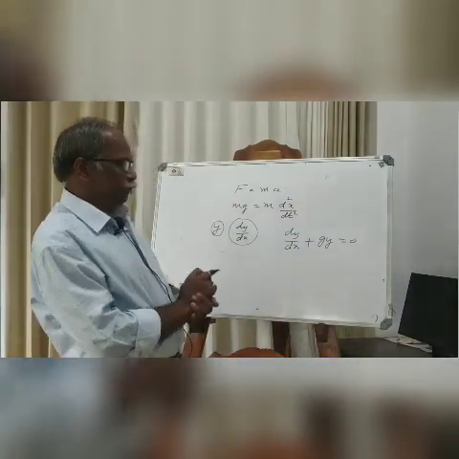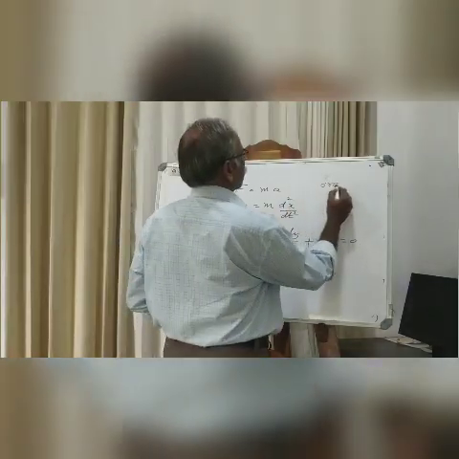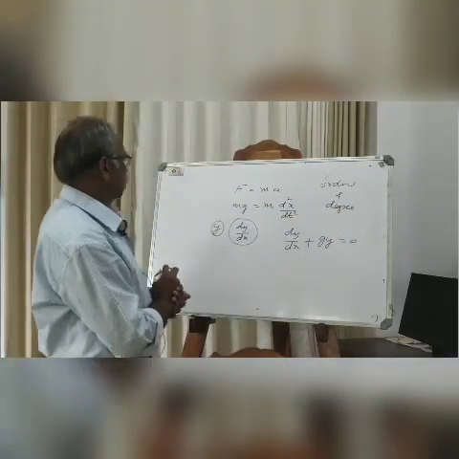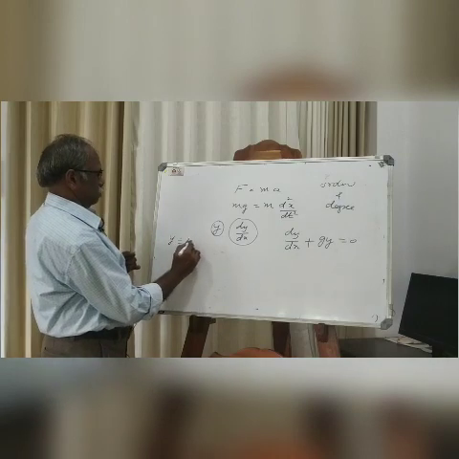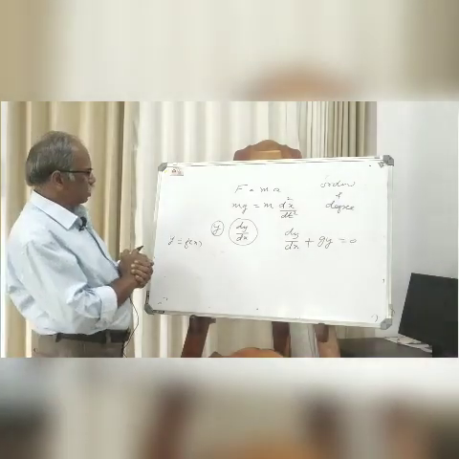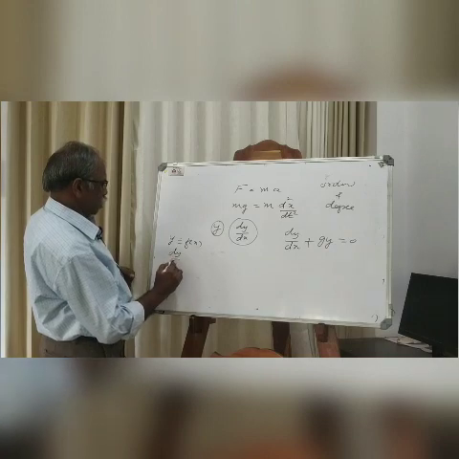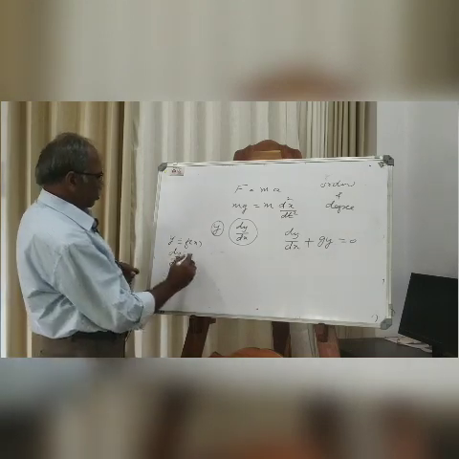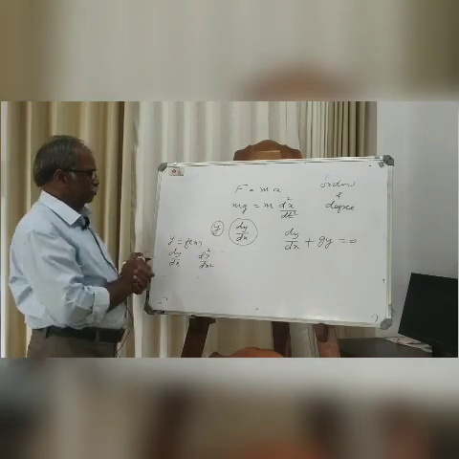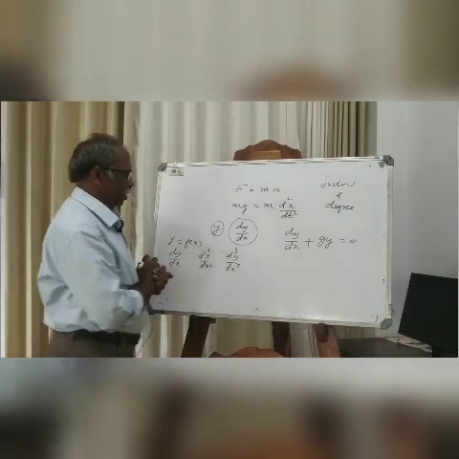Then we have to define what is the order and degree of a differential equation. If y is a function of x, where x is the independent variable and y is the dependent variable, we differentiate this y with respect to x. So, dy by dx is the first derivative. Now, differentiating again, d square y by dx square is the second derivative. Differentiating again, d cube y by dx cube is the third derivative.